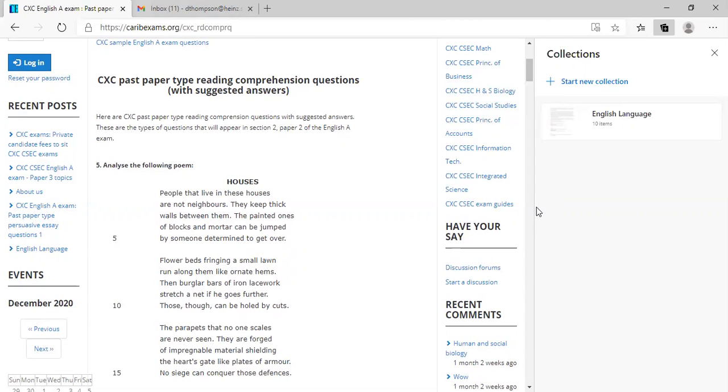Let's go over it again. The first section, section A, summary. Section B, expository writing, and I gave you 2 examples of expository writing: reports and minutes. The third section, section C, is a short story question, and the fourth section is an argumentative essay.